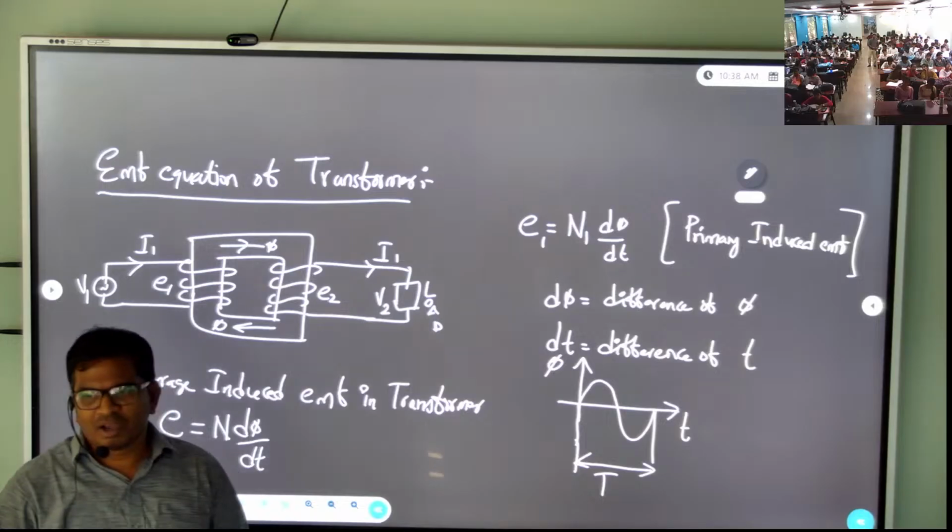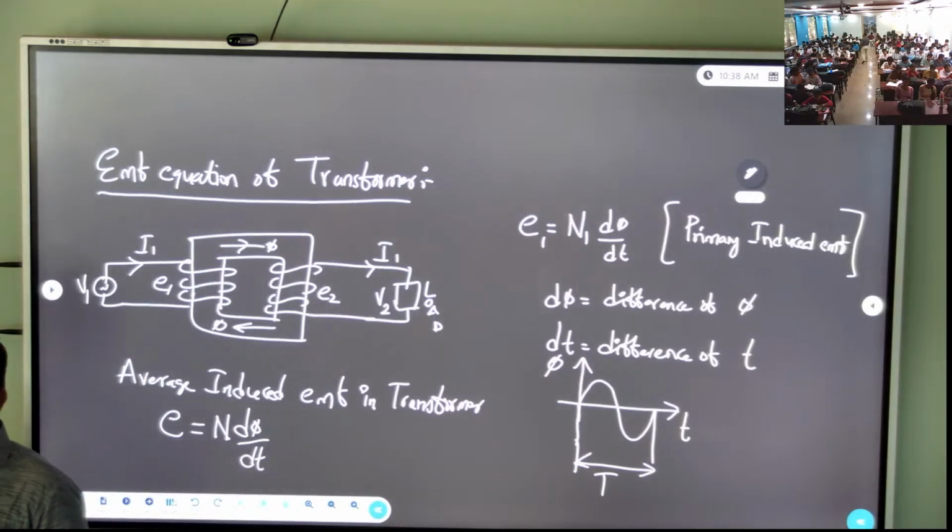How can you define time period? Define time period of the waveform. Time taken to complete one cycle. Do you remember that? No? Time period is nothing but time taken to complete one cycle is known as time period.